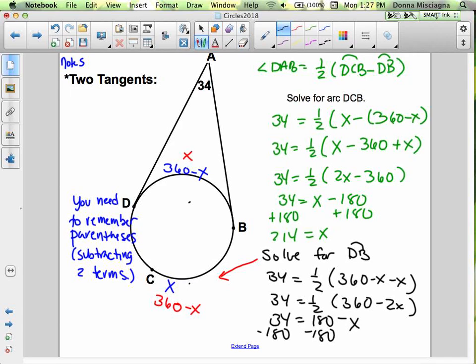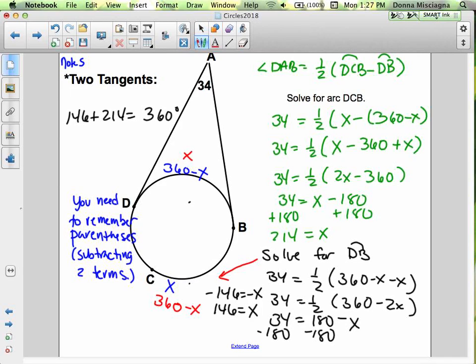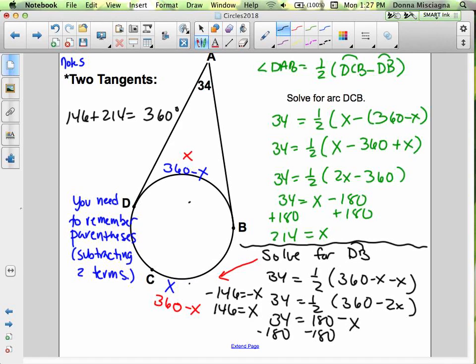All right, so now we get negative 146 equals negative x, and that means 146 equals positive x. Now, does 146 and 214 equal 360? Yes, it does. So this time we just did a check by solving for both of them. All right, but I wanted you to see what to do if you're solving for the large arc or if you're solving for the small arc.